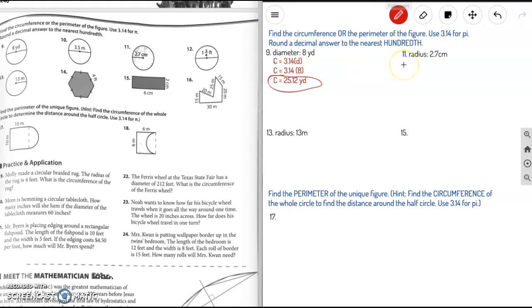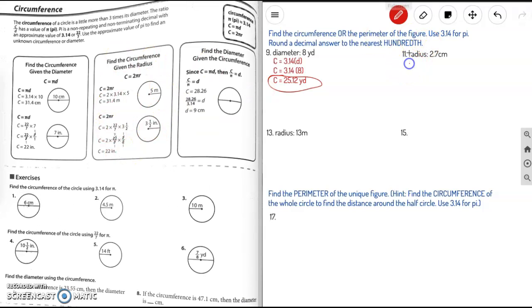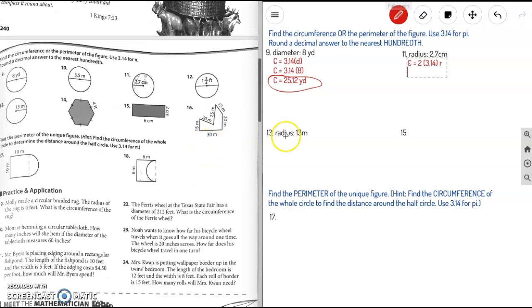Okay, 11. We have a radius this time, so our formula is this one. C equals 2 times pi, which is 3.14, times r. So let's plug those numbers in. C equals 2 times 3.14 times, what's the radius? 2.7. Great. So multiply all that together. Let me actually do that. 2 times 2.7 first, and that got me 5.4. And now we've got to do 3.14 times 5.4.